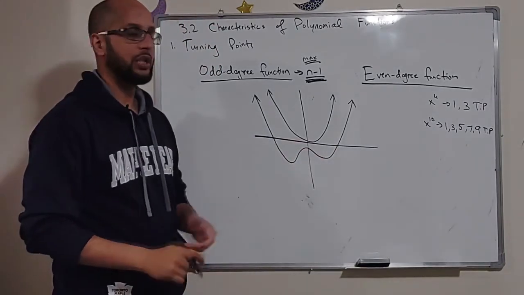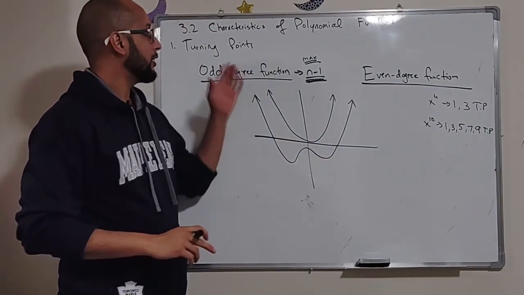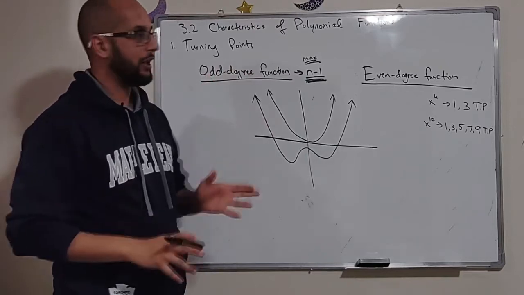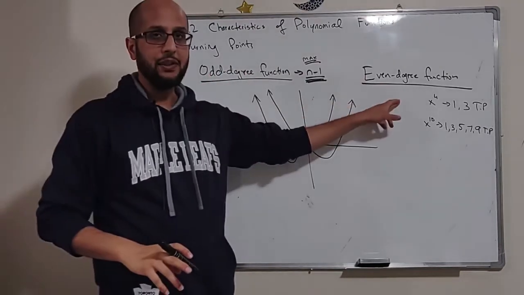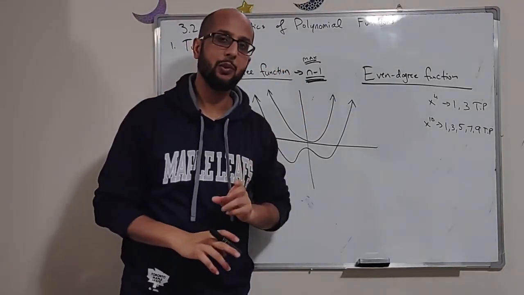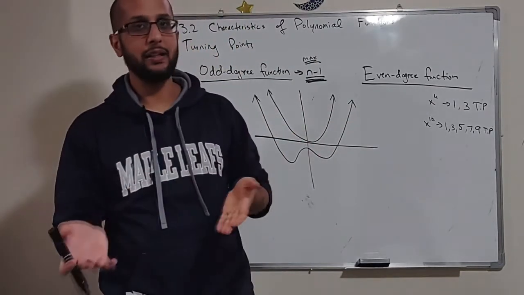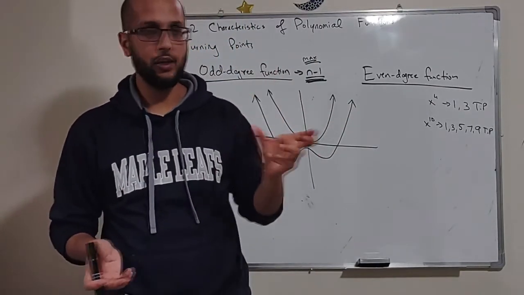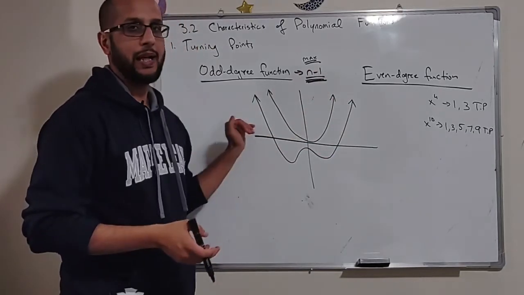It has 1, 2, 3 turning points. So number of turning points, to summarize, for odd degree and even degree, the maximum number of turning points is found by n minus 1. N is the degree of the function. So n minus 1 gives you the maximum.